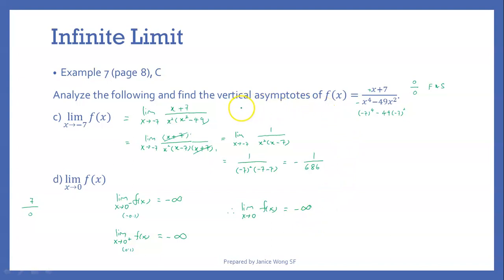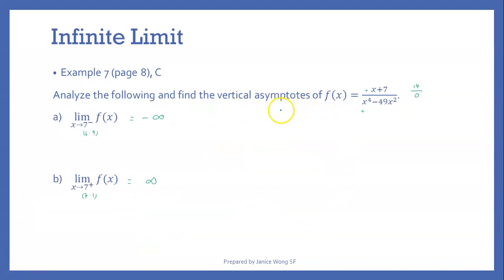Let's continue with vertical asymptotes. To find vertical asymptotes for this question, look at part A and B. These two limits are infinite limits because the answer is related to infinity or negative infinity. Therefore, they must have a vertical asymptote. For part A, the vertical asymptote must be x equals 7. We can get it from here. For part B, it is the same. The vertical asymptote is at x equals 7.